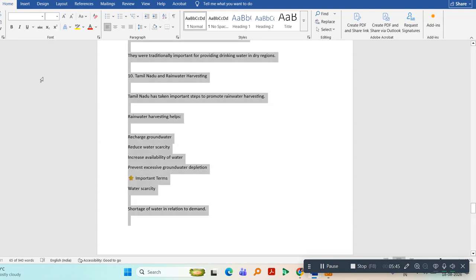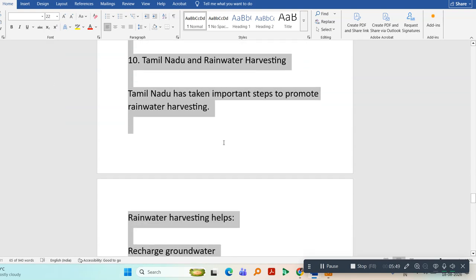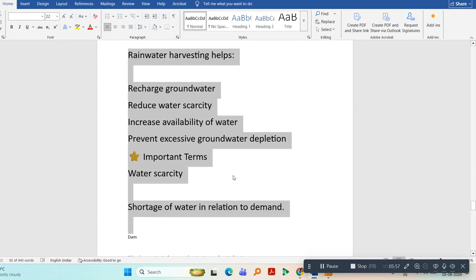Tamil Nadu and rainwater harvesting. Let's discuss Tamil Nadu. Tamil Nadu has taken a very important step to promote rainwater harvesting. Rainwater harvesting helps to recharge the groundwater, reduce water scarcity, increase availability of water, and prevent excessive groundwater depletion.